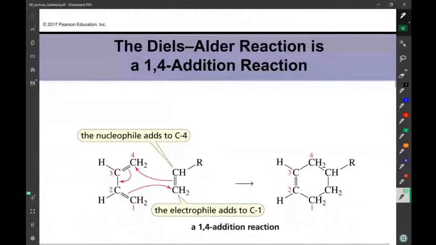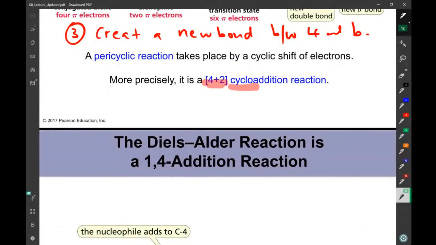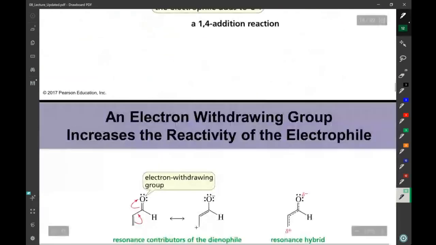The Diels-Alder reaction also can be referred to as a 1,4 addition reaction. It's an example of a 1,4 addition reaction. If you label the carbon 1, 2, 3, 4, you will notice that you've added a group to carbon number 1 and you've added a group to carbon number 4. That's why it's referred to as a 1,4 addition reaction. So you can refer to it as a 4+2 cycloaddition, or you can refer to it as a 1,4 addition reaction. That's what you need to know.